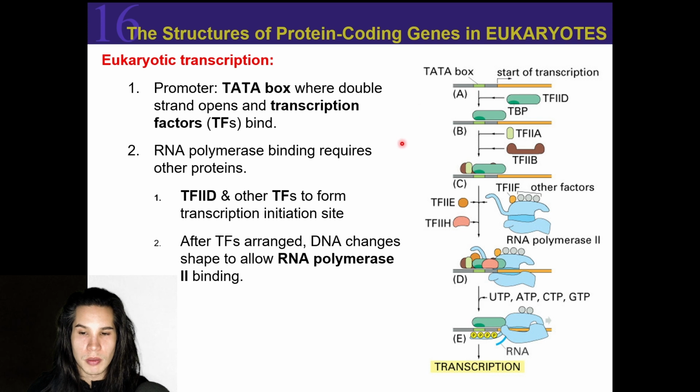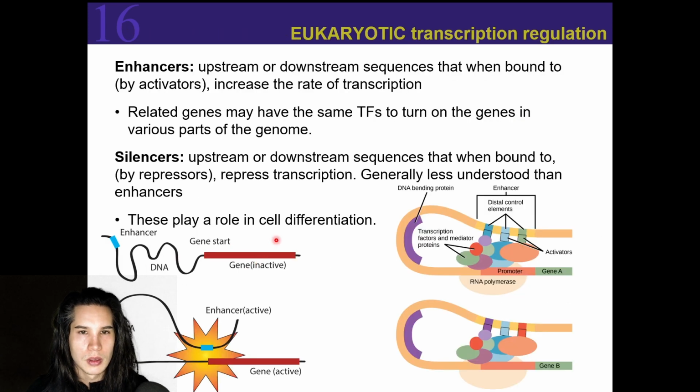We're not going to have to remember all of these different transcription factors in the order that they're binding. Know that transcription factors are going to be heavily used in allowing this RNA polymerase to bind. Here it says transcription factor 2 and other transcription factors form the transcription initiation site. After the transcription factors have arranged, the DNA changes shape, allowing RNA polymerase 2 to bind.